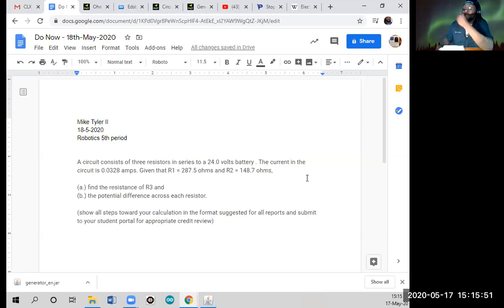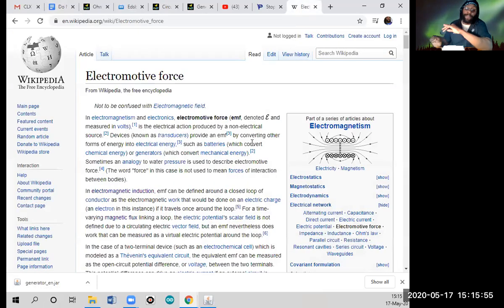Now I want to quickly discuss potential difference. Potential difference is known as something called electromotive force. Electromotive force is electromagnetism, as they show here in this document. It's Wiki, I know, but you can look up any article.